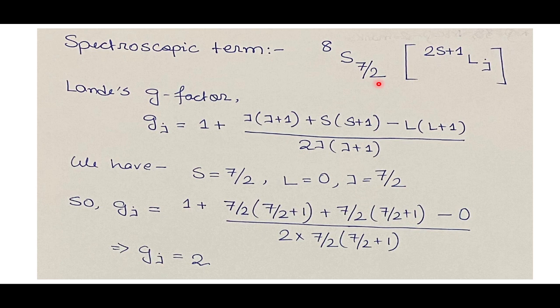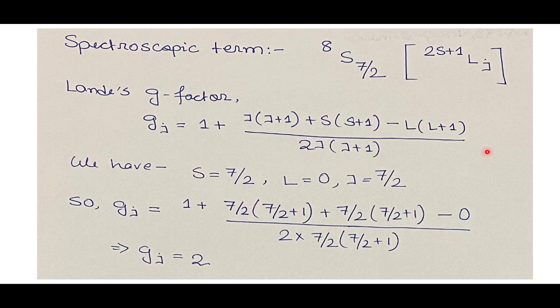Sometimes it is asked in the question also, that's why I thought it should be included here. Anyway, let's come to the topic. Now the Landé g-factor. The formula is g_J equals 1 plus [J(J+1) + S(S+1) minus L(L+1)] by 2J(J+1). This you have to remember.